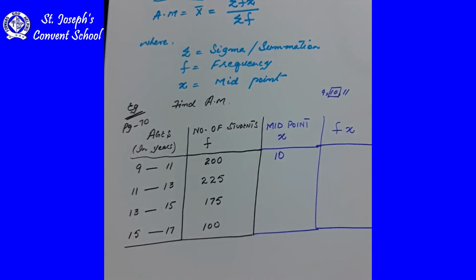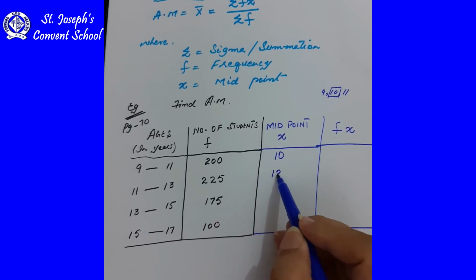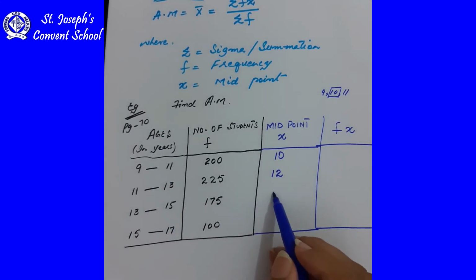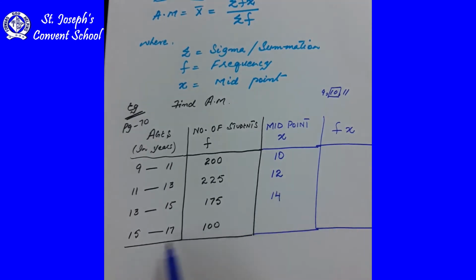Easy it is. Find the middle value. Same way in the second group, 11 till 13 means 11, 12, 13, so the middle number is 12. In this case 13, 14, 15, 14 is the middle number, so we will write 14 here. Then in this group 15, 16, 17, so 16 will come in the middle. This way you can find the midpoint.